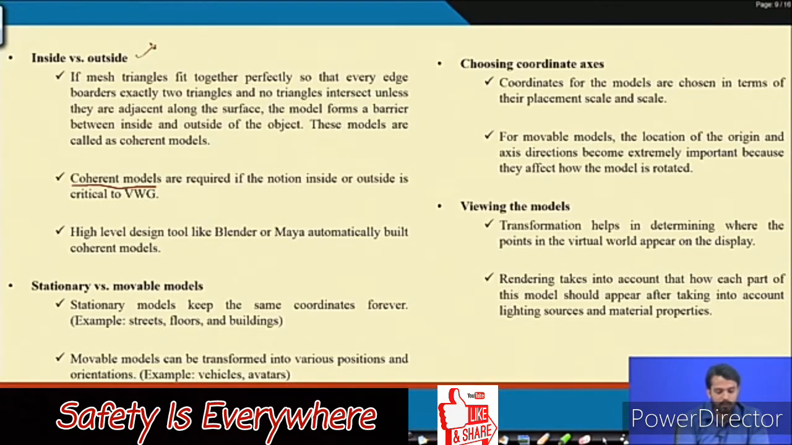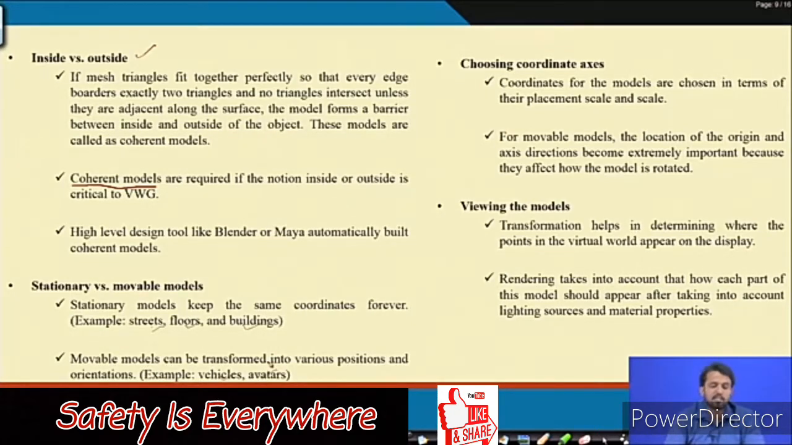Then, if you are considering stationary or movable models, stationary models keep the same coordinates; the coordinates will not vary, they stay intact. Similarly, movable models can be transformed into various positions and orientations. Some examples of stationary models are streets, floors and buildings. Similarly, some movable models are vehicles and avatars.